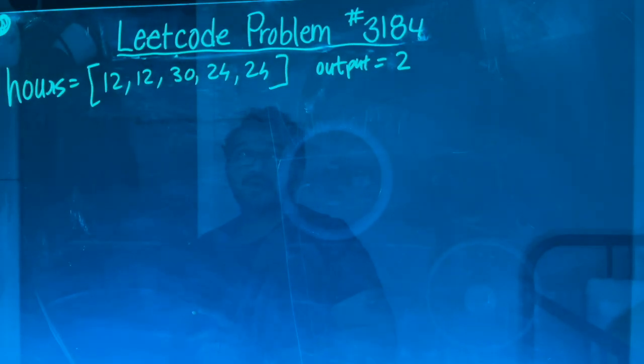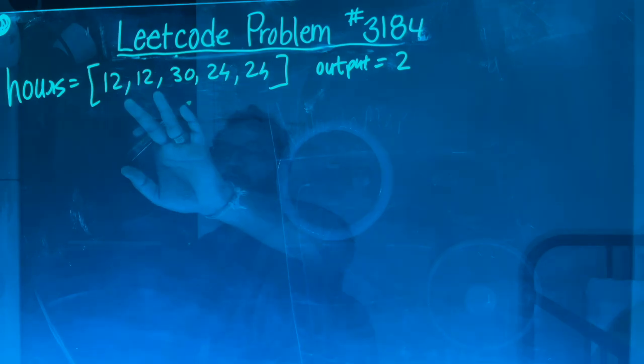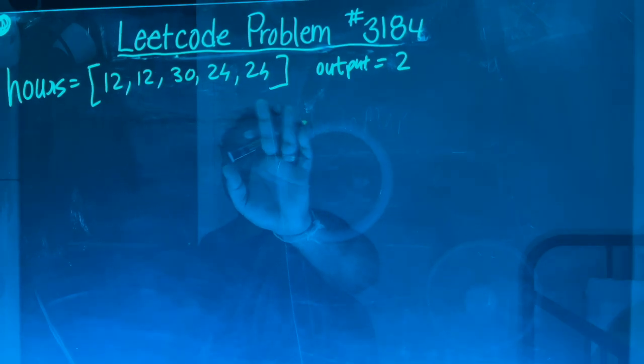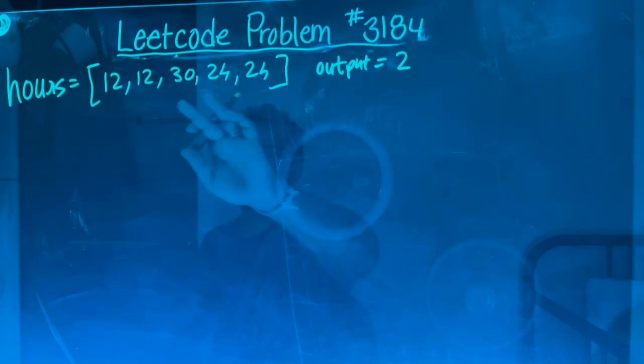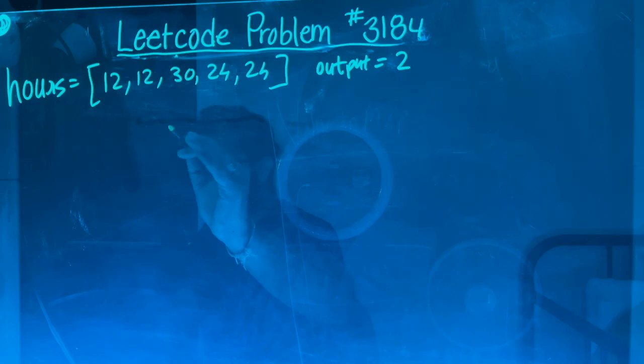Okay, we are solving the LeetCode problem 3184. In this problem, we need to find the pairs of hours from the array which form a day. With the example that they gave, the output is 2. How is the output 2?